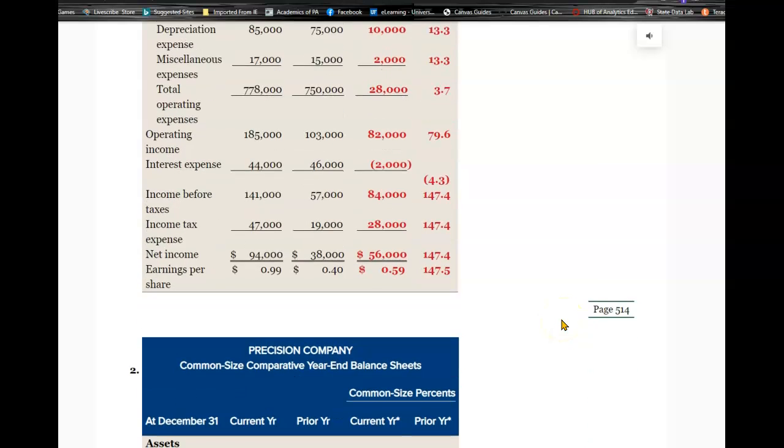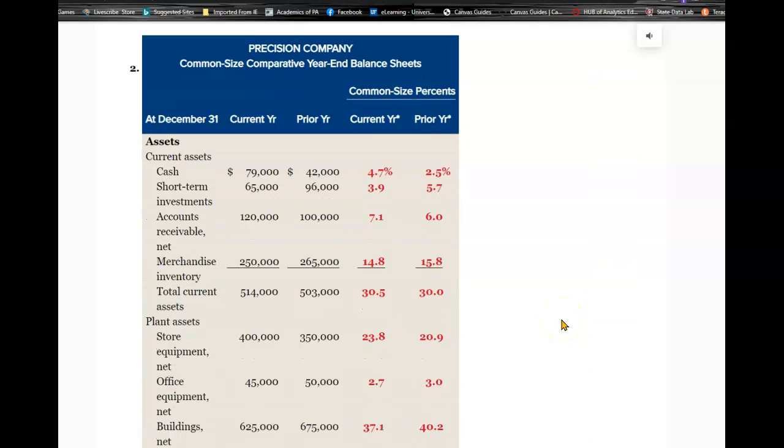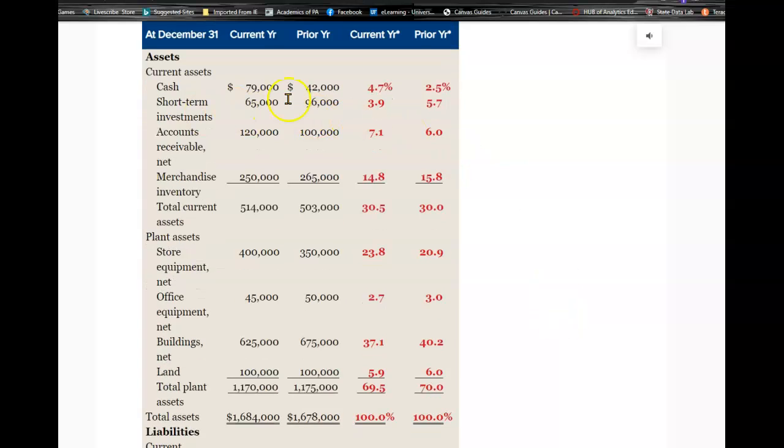Okay. Now let's look at the comparative balance sheets. The way we would look at this here is everything's going to be based on total assets. So everything is a percentage of total assets, which should total 100%. So cash, prior year was 2.5%, current year is 4.7%. So the gross amount of cash has increased, and it's also increased as a proportion of total assets.